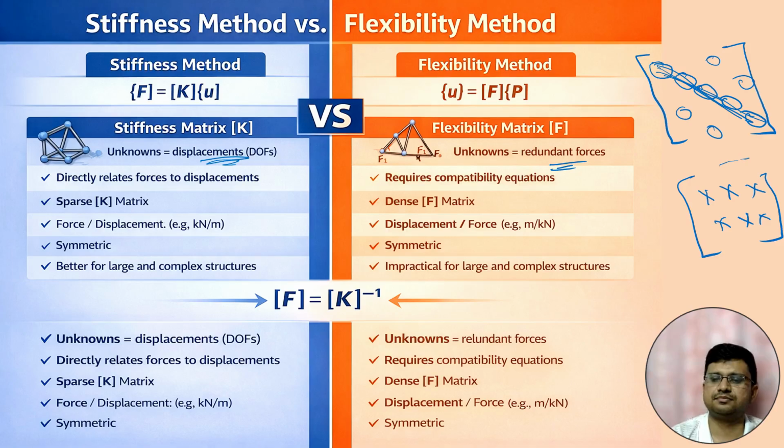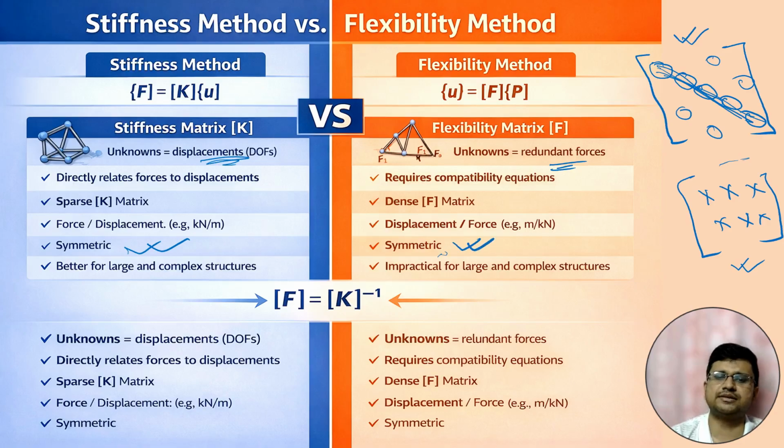This is one of the important concepts of matrix methods: when the matrix contains many zero terms, it is a sparse matrix and its calculation will be easier. So this is very important, and that's why the stiffness method is more common and more efficient than the flexibility method. Both matrices are symmetric matrices.